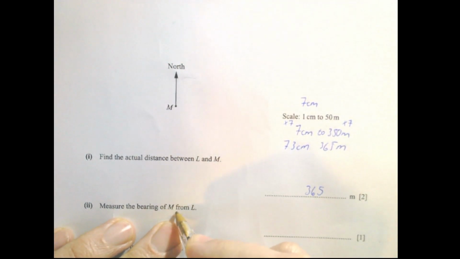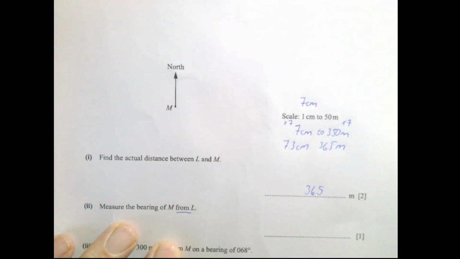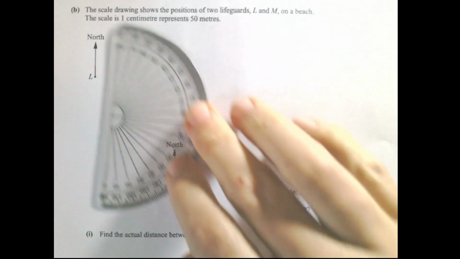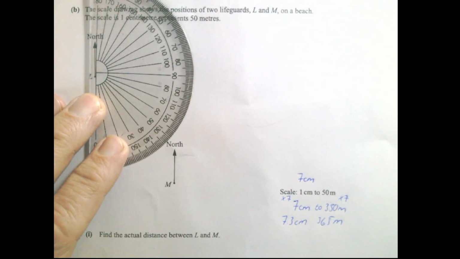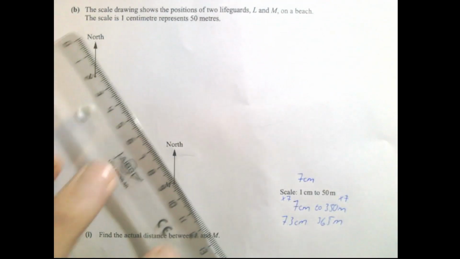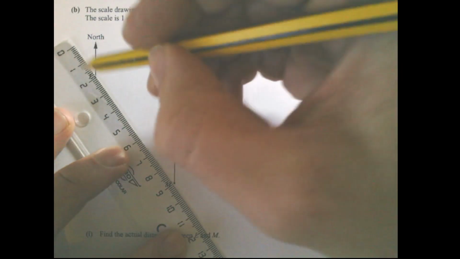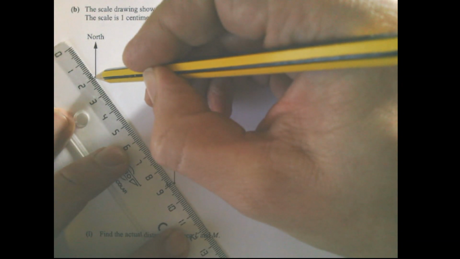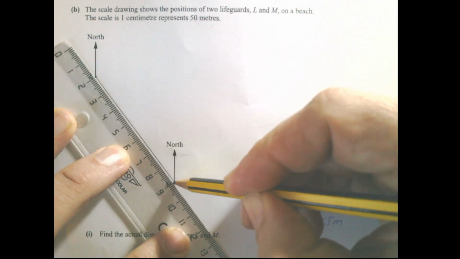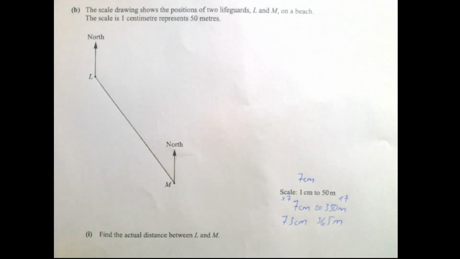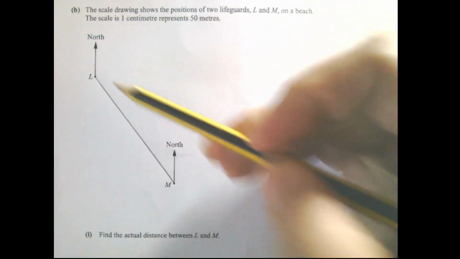Next one says measure the bearing of M from L. That's the important part, from L. That means we're going to have to put our protractor at L. We're going to measure from here. But before we do that, we need to connect it. Okay? Draw a line from L to M. Imagine it's like 2 towns. You're going from the one to the other. So we need to measure from there. So it's usually the second one that we measure from.